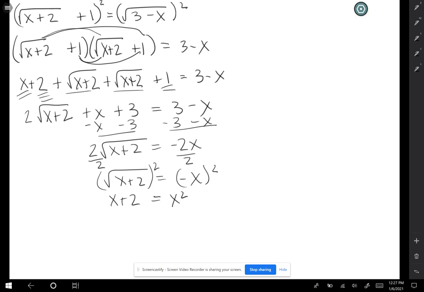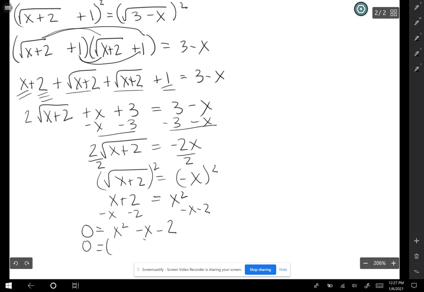And then from here, I can get everything to one side to create a trinomial. So I'm going to go ahead and subtract x, subtract 2. So I get 0 is equal to x squared minus x minus 2. I'm going to go ahead and factor this. If the problem wasn't factorable, you could use the quadratic formula to figure it out instead. For this one, I can use x minus 2 times x plus 1.